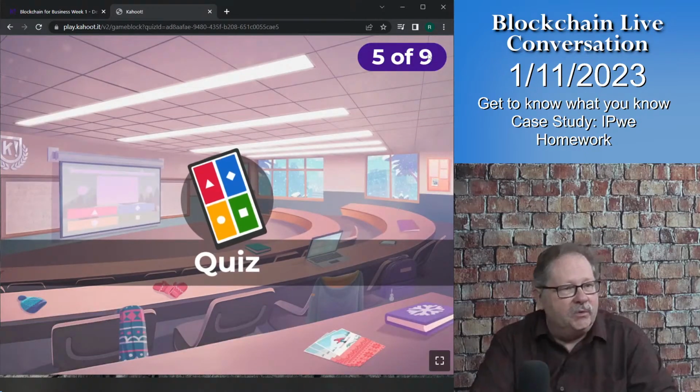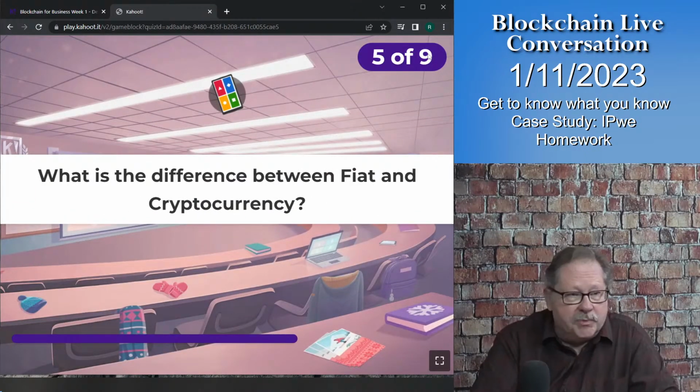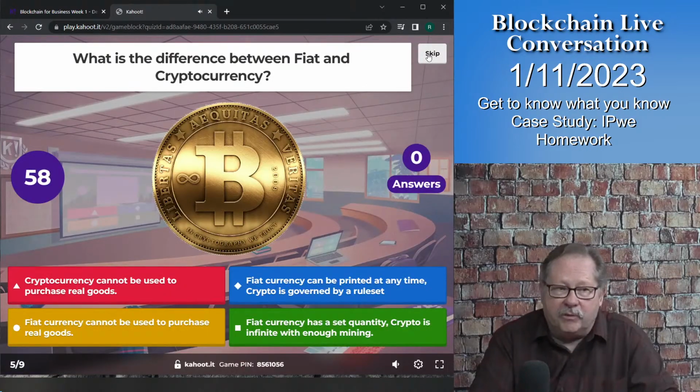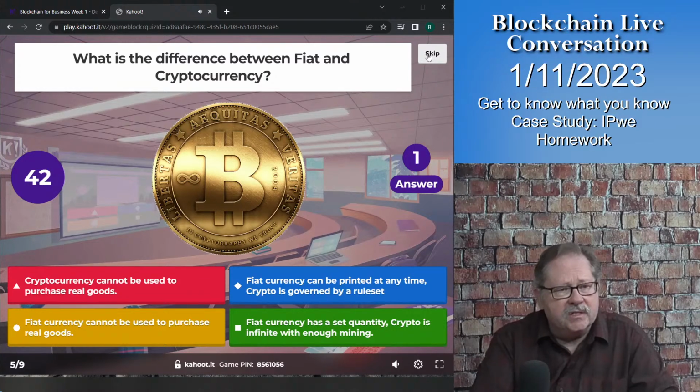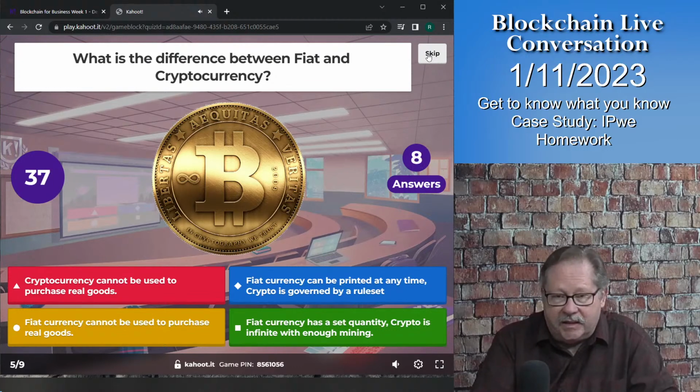Okay, here we go. Quiz. What's the difference between fiat and cryptocurrencies? Well, cryptocurrencies cannot be used to purchase real goods, or fiat currency can be printed at any time. Crypto is governed by a rule set, or fiat currency cannot be used to purchase real goods, or fiat currency has a set quantity. Crypto is infinite through enough mining.